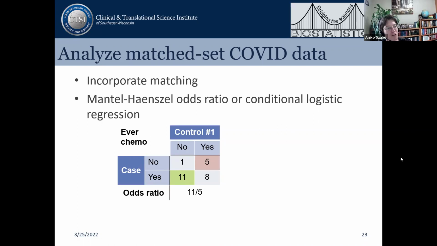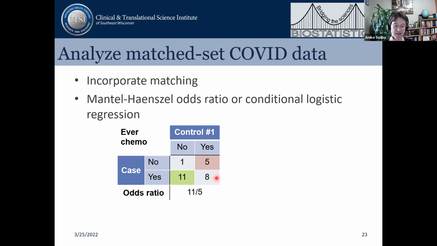So first, if we only had one control, if it's just 1-to-1 matching, then the way you analyze matched sets with 1-to-1 matching is that you have to set it up for each pair, whether the case of the pair had the risk factor or not, and the control had the risk factor or not. So here the risk factor I'm going to analyze is the ever chemo variable that looked most different between the groups. So this should add up to 25, hopefully.